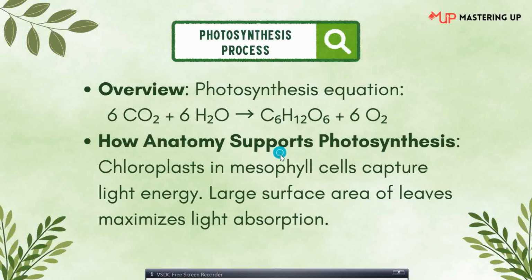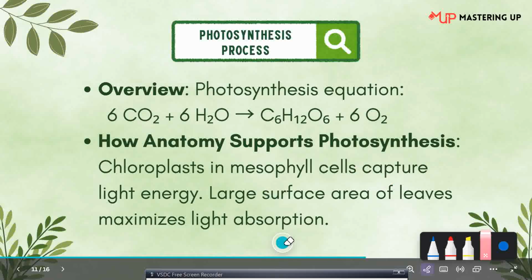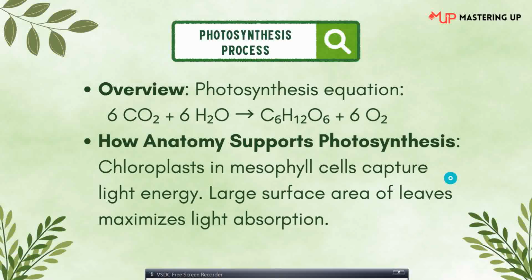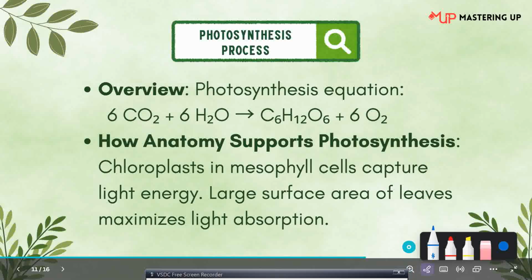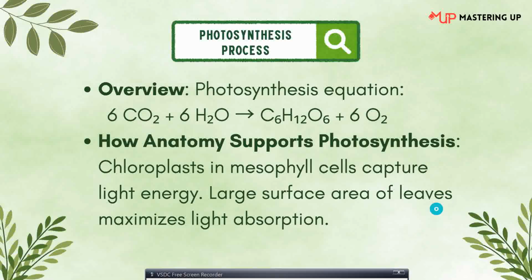Now how does anatomy support photosynthesis? The chloroplasts in the mesophyll cells capture light energy, and the large surface area of the leaf maximizes light absorption. If the surface area of the leaf is large, there will be more mesophyll cells present in it, and that causes an increase in the number of chloroplasts, and that will again cause an increase in light absorption, which results in an increase in photosynthesis.